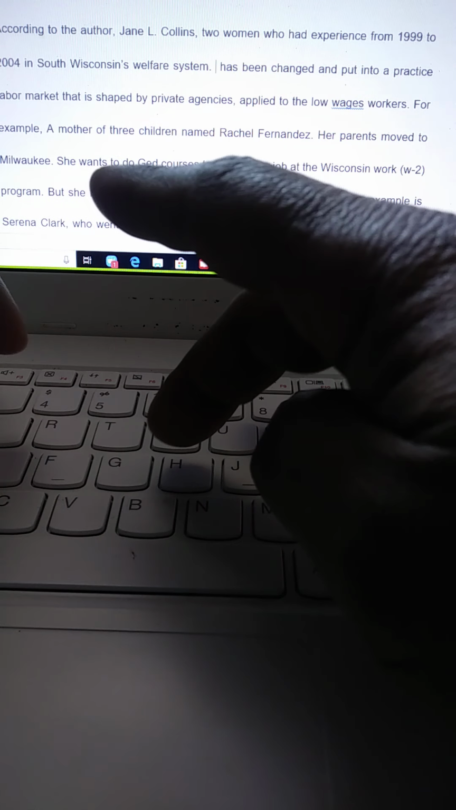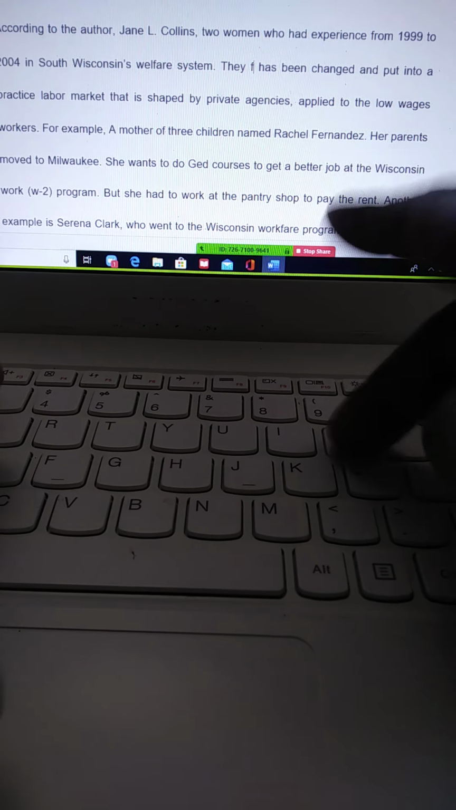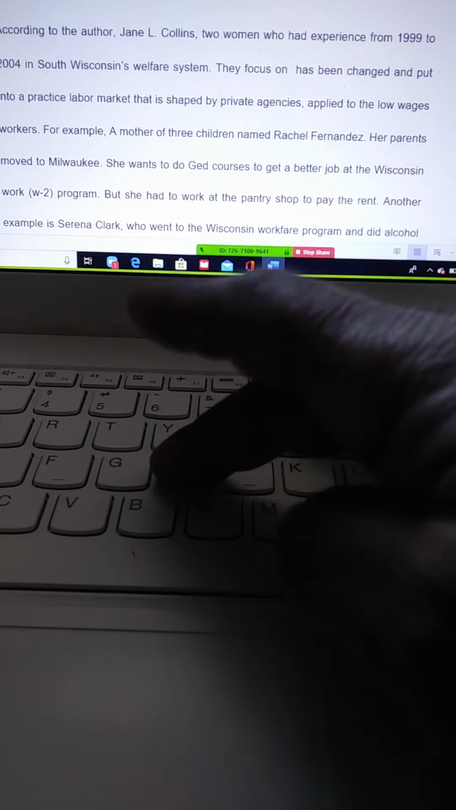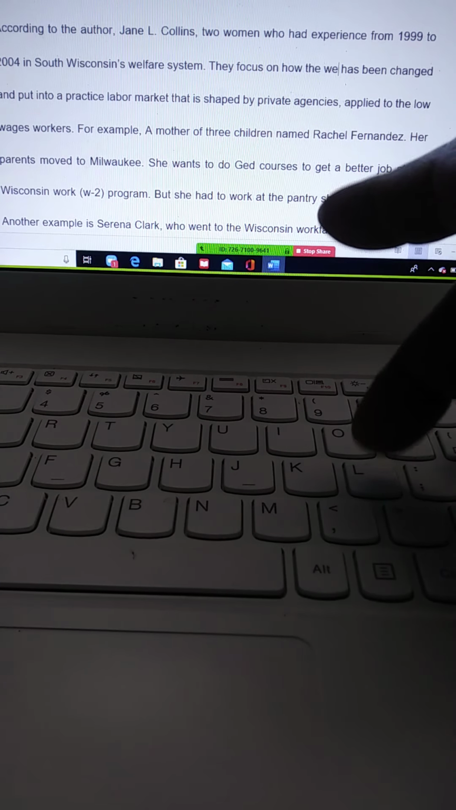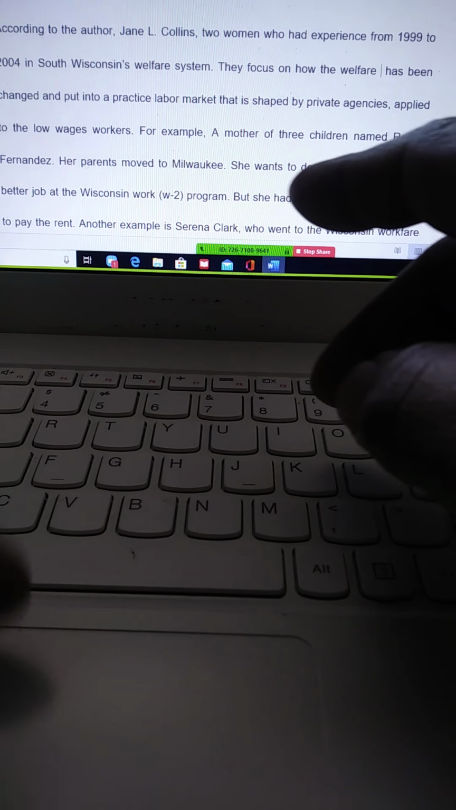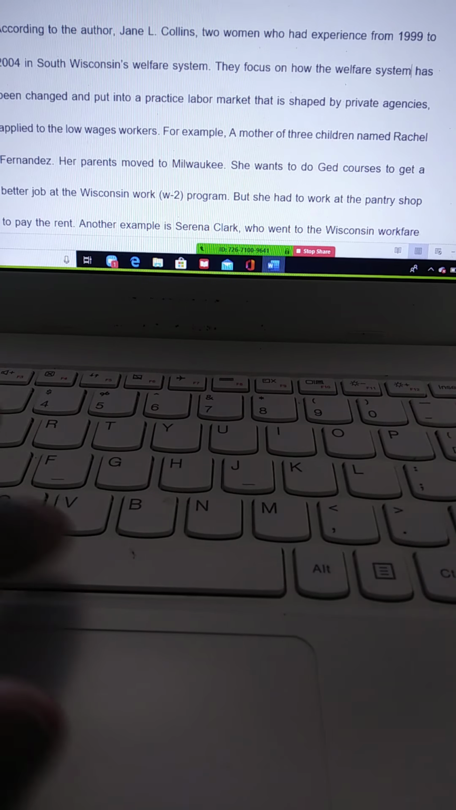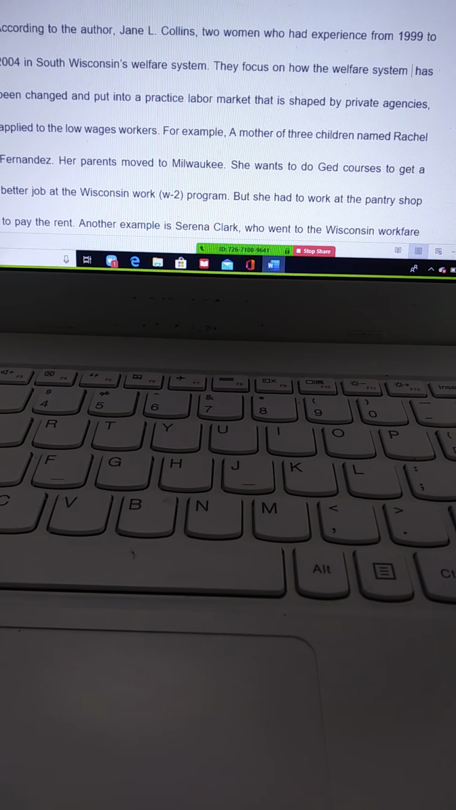They, so right, they focus on how the welfare system. Didn't you write about this? Why does this seem familiar? Didn't you write about this before? The focus on how the welfare system has been changed and put into practice.